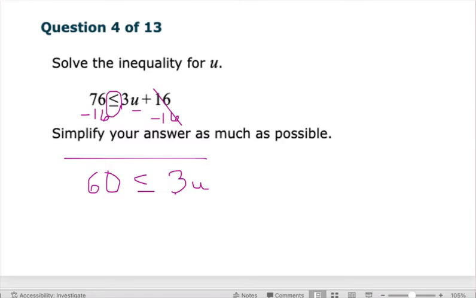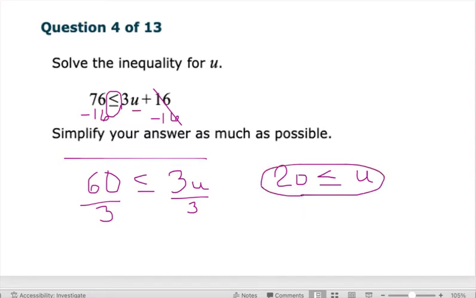So now we're going to divide by a 3 and then divide by a 3 on the other side, which, since that's a positive 3, it will not change the sign. 60 divided by 3 is 20, is less than or equal to 3u divided by 3 is u. Now, that is correct, but it is in a bad form. We always want our variable in the front. So I'm going to turn this whole thing around in the mirror. Okay, so u is going to go in the front.